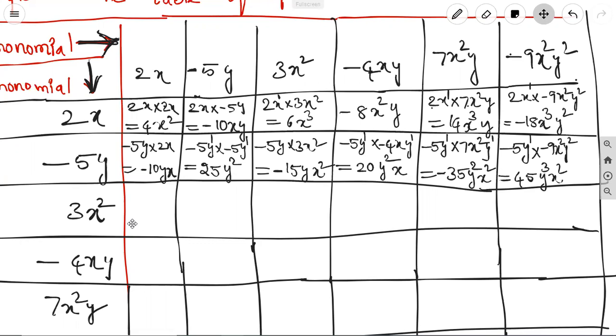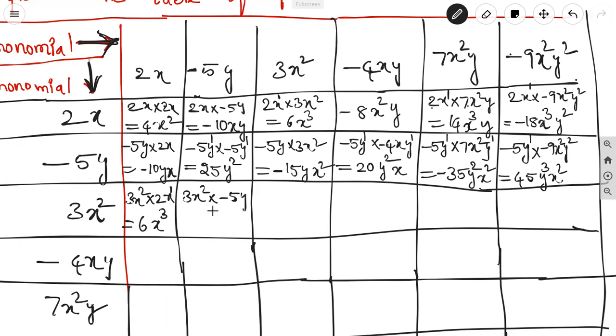Next, third row. 3x square into 2x. 3 2s are 6. Both are x variable. X square into x, that is x power 2 plus 1, 3, 6x cube. Next one, 3x square into minus 5y equal to plus into minus, minus. 5 3s are 15 x square y. Next, 3x square into 3x square. 3 3s are 9, x to the power of 2 plus 2, 4.